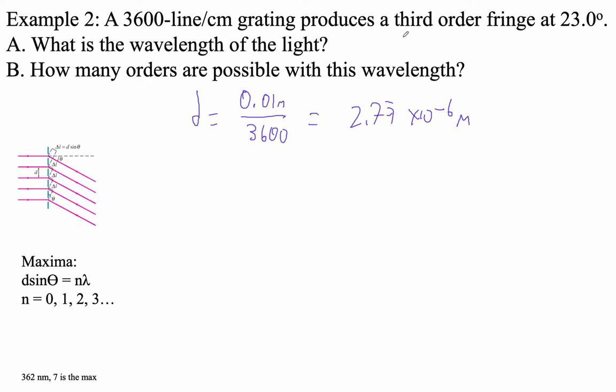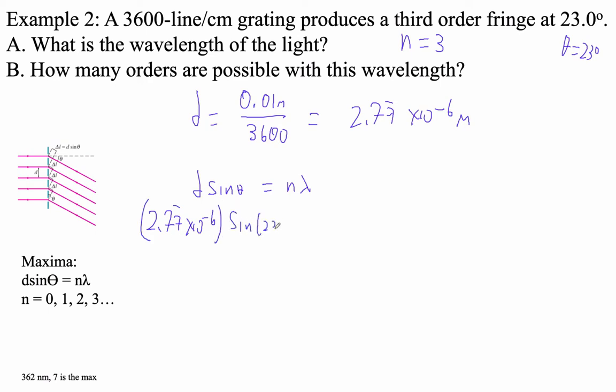It produces a third order fringe, so n is equal to 3, and then our angle is 23 degrees. What is the wavelength of light? So d sine theta is equal to n lambda, 2.77 repeating times 10 to the minus 6th times sine of 23 is equal to third order times the wavelength. So now we can solve for the wavelength. Wavelength's just going to be this times this divided by 3.